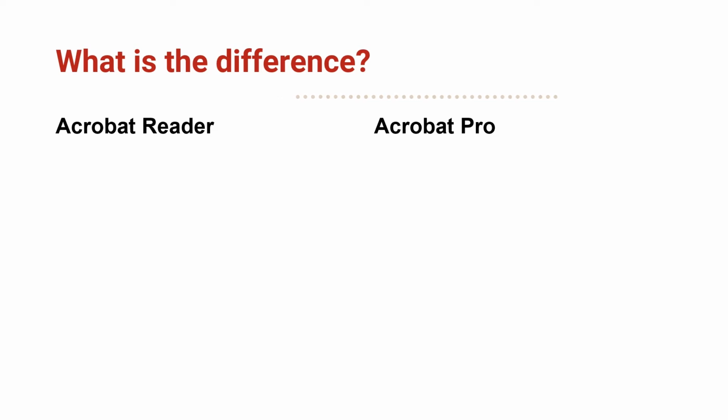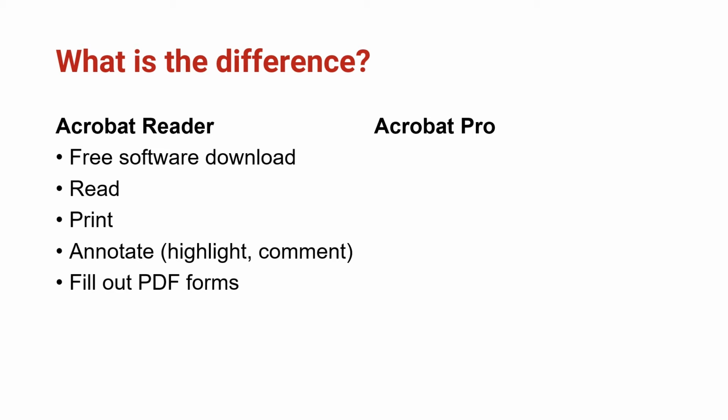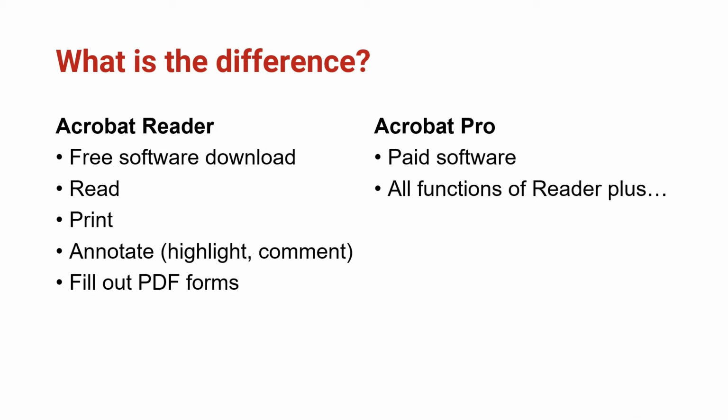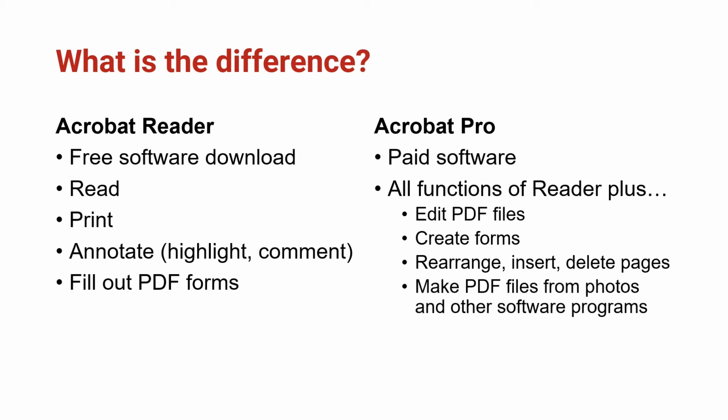Let's compare the two versions. Acrobat Reader is a free software download. You can read PDFs, print them, and annotate them, such as adding highlights or comments. You can fill out PDF format forms as well. With Acrobat Pro, it's a paid software program, and it has all the functions of Reader, plus you can edit PDF files, create forms, rearrange, insert, and delete pages, or make PDF files from photos and other software programs, like Word or Excel.